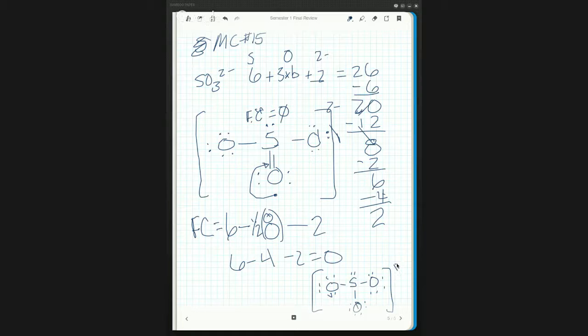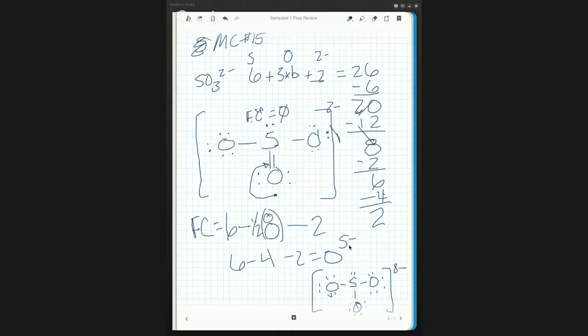Okay, so the math involved here, right? We had 26 minus 6 in single bonds. That gives us 20. And if we look at the dots, 2, 4, 6, 8, 10, 12, 14, 16, 18, 20. Great. So that is mathematically a valid structure. Is it the most likely structure?